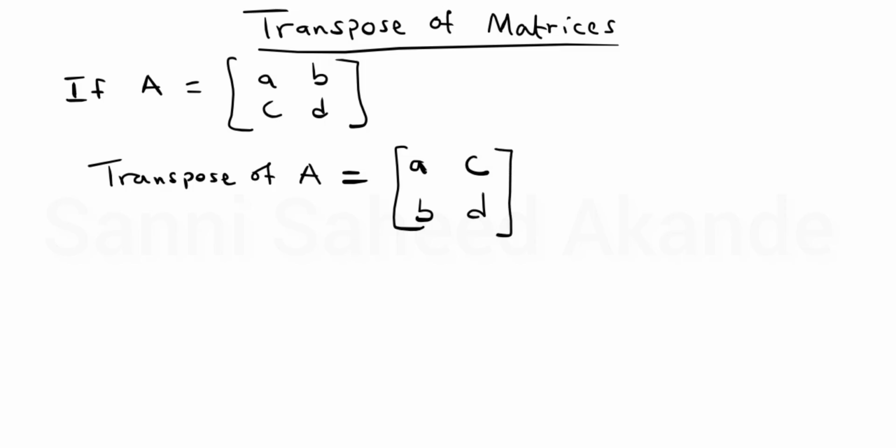Now the transpose can also be denoted as A. For example, this transpose of A could be shortened as A raised to power T. Is that understood? All right, let's take some examples.